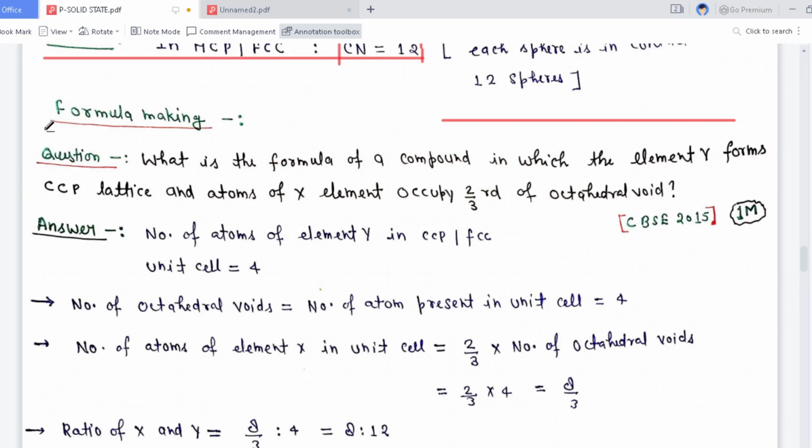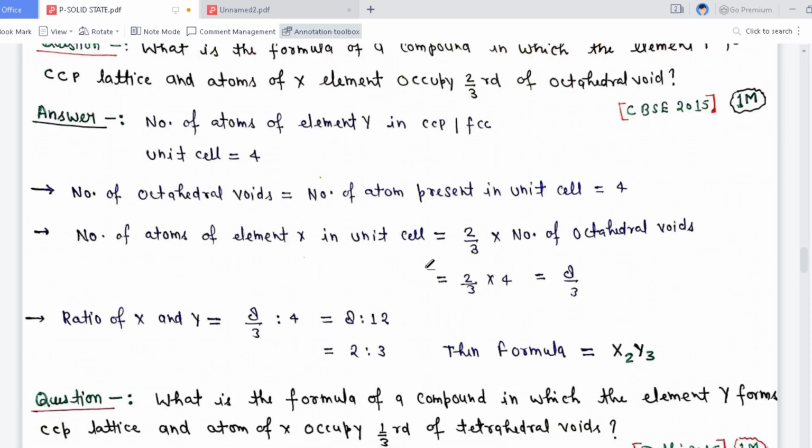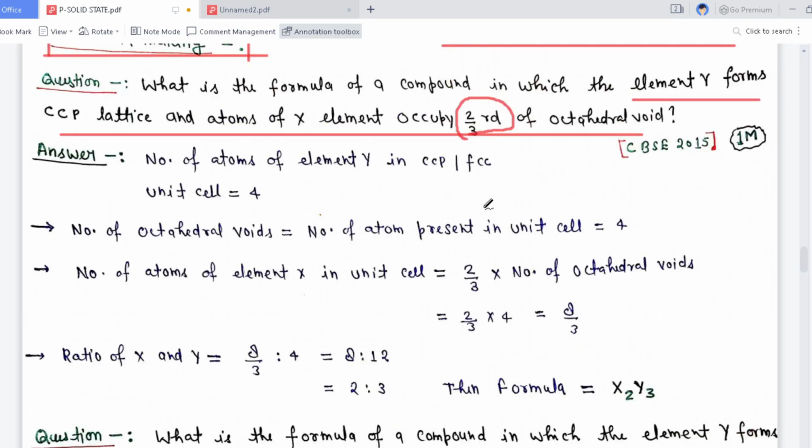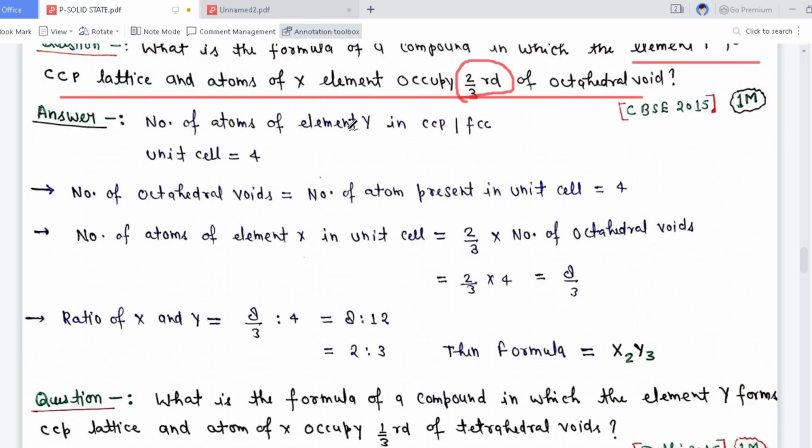Alright, next. This is making of the formula. How can we make a formula? Okay, we'll be learning this, simple. So what is this formula making thing? This basically tells us, for example, given that a compound contains elements X and Y, where element Y forms a CCP lattice, element X occupies 2/3 of the octahedral voids. It's pretty simple. The answer would be X2Y3, right?